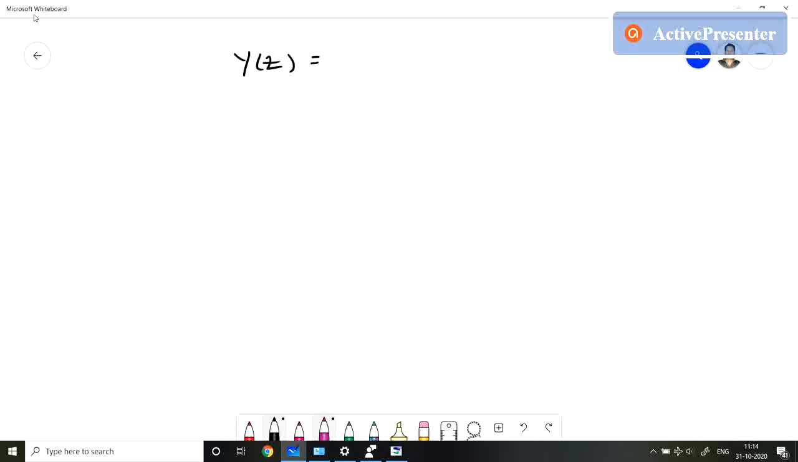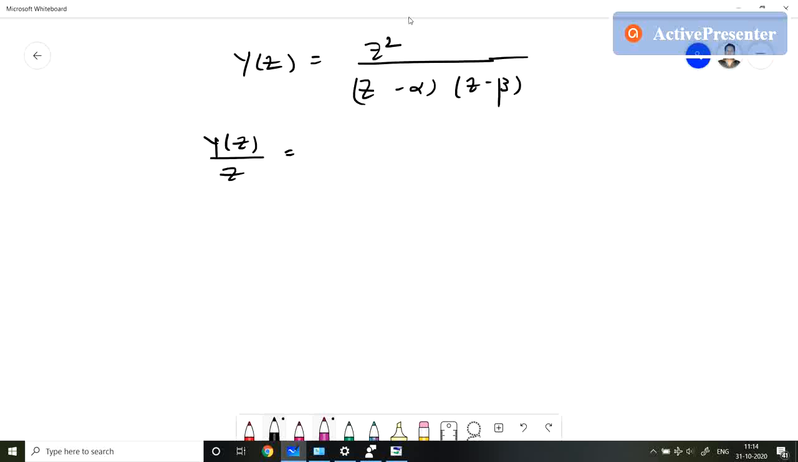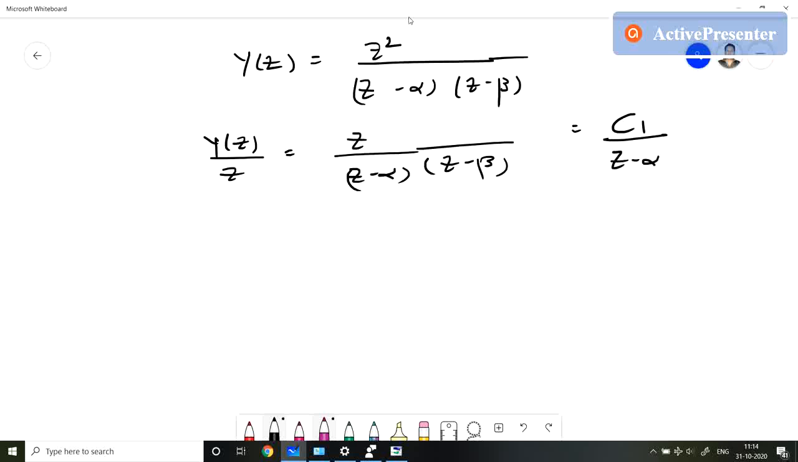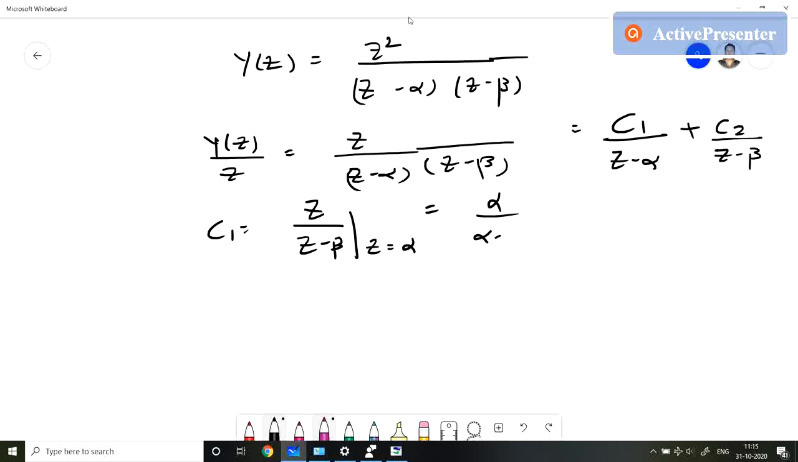Now we can write Y(z) in this form. Y(z) is written as z square divided by (z minus alpha)(z minus beta). Now Y(z) divided by z is equal to z divided by (z minus alpha)(z minus beta), and by doing the partial fraction analysis, we have this term equal to c1 divided by z minus alpha plus c2 divided by z minus beta. So c1 is equal to z divided by z minus beta, when z is equal to alpha. Putting z equal to alpha in this term, we get alpha divided by alpha minus beta.